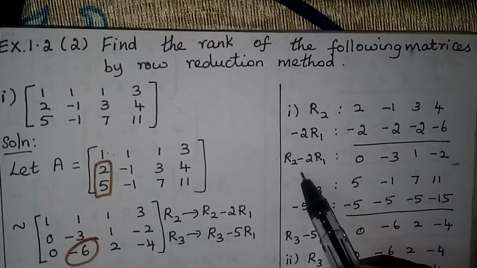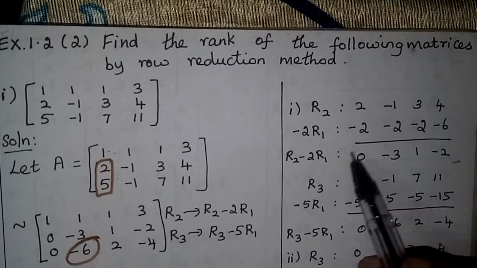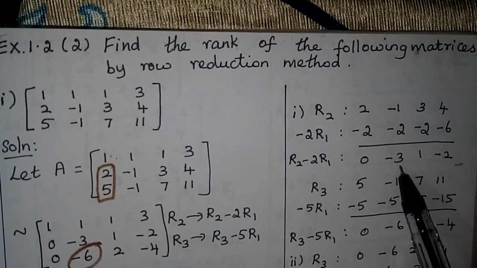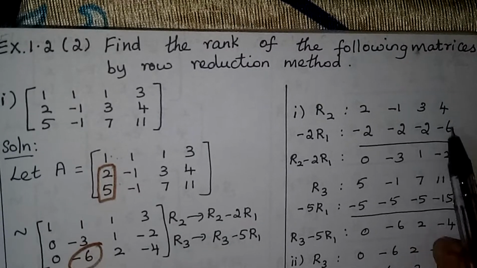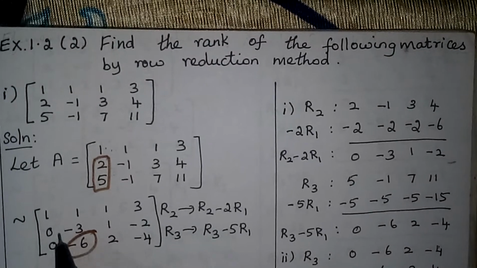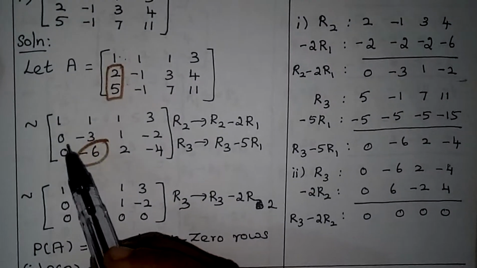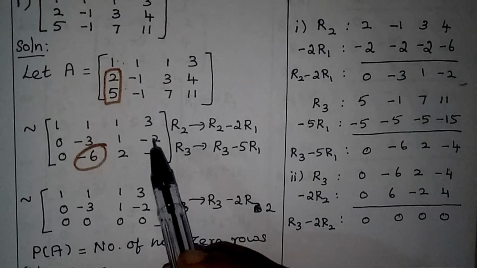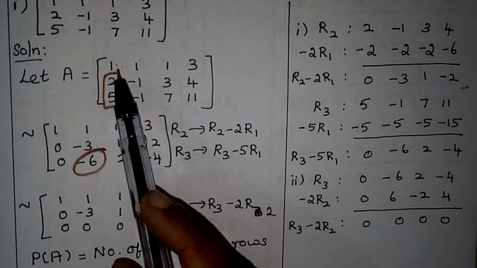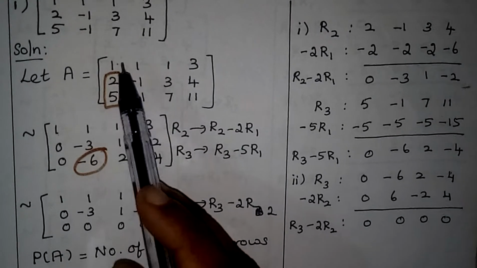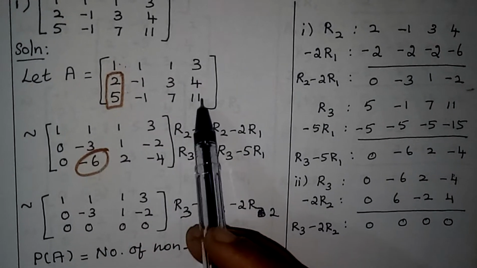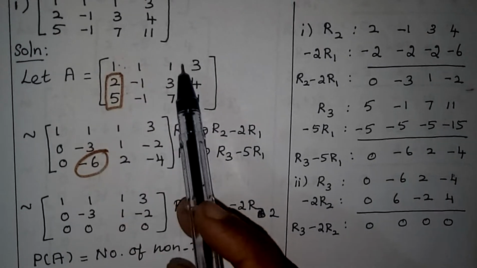Now we can add both, R2 and minus 2 times R1. So 2 minus 2 it is 0. Then minus 1 minus 2 it is minus 3. 3 minus 2, 1. 4 minus 6 is minus 2. So these elements you can write along the second row. Okay. So it is 0, minus 3, 1, minus 2. Next we have to make this term also 0. Isn't it? So we can select the same R1 for this. So 5 minus 5 is 0. So we have to take the whole row. R3 can be written as R3 minus 5 times R1.